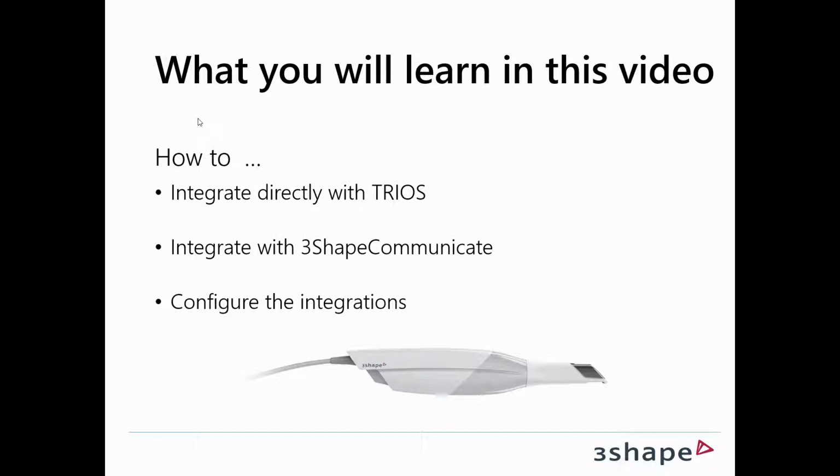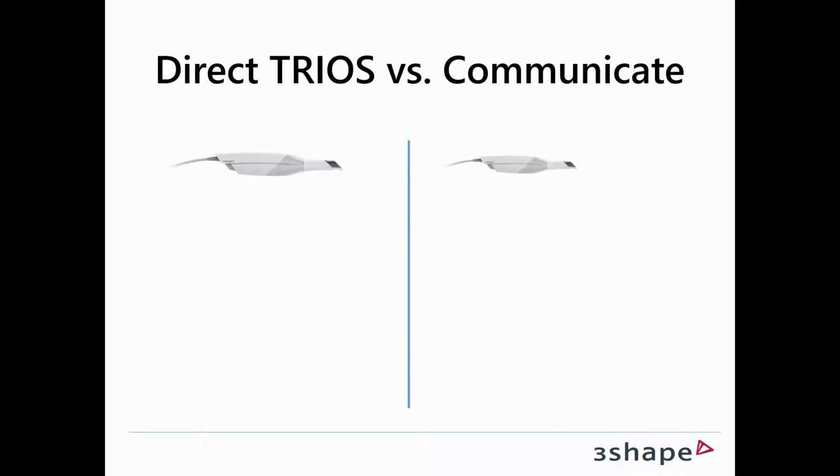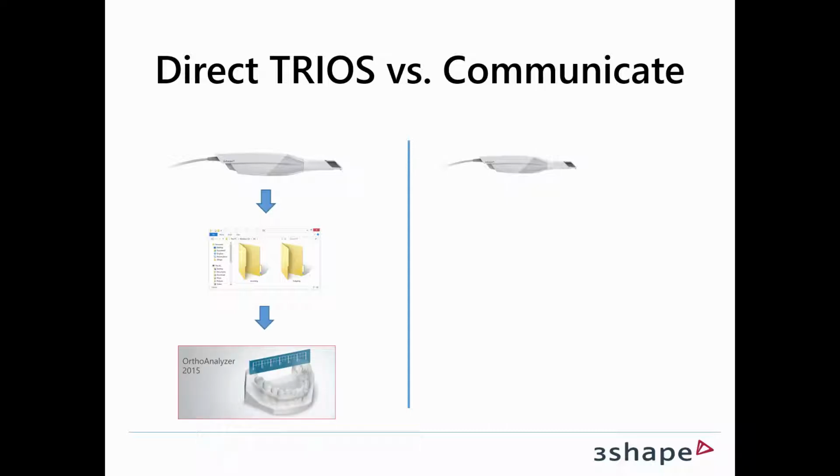If you compare the two models here, direct Trias versus Communicate, let's look at direct Trias connection first. Basically what happens is that you make a scan with your Trias scanner. Those scans end up in a file folder on your computer, and then the Ortho system simply picks up those scans from the file folder. So very, very easy to understand.